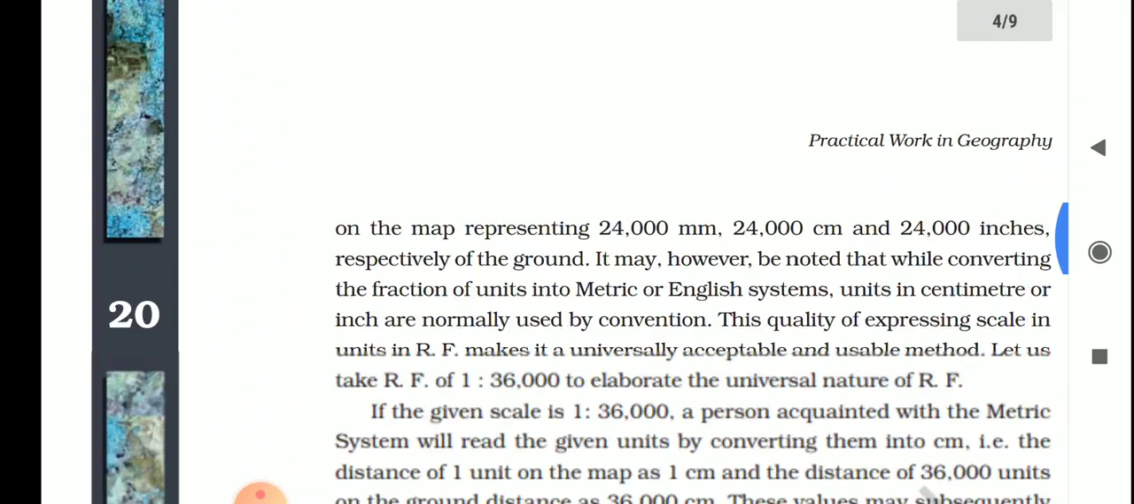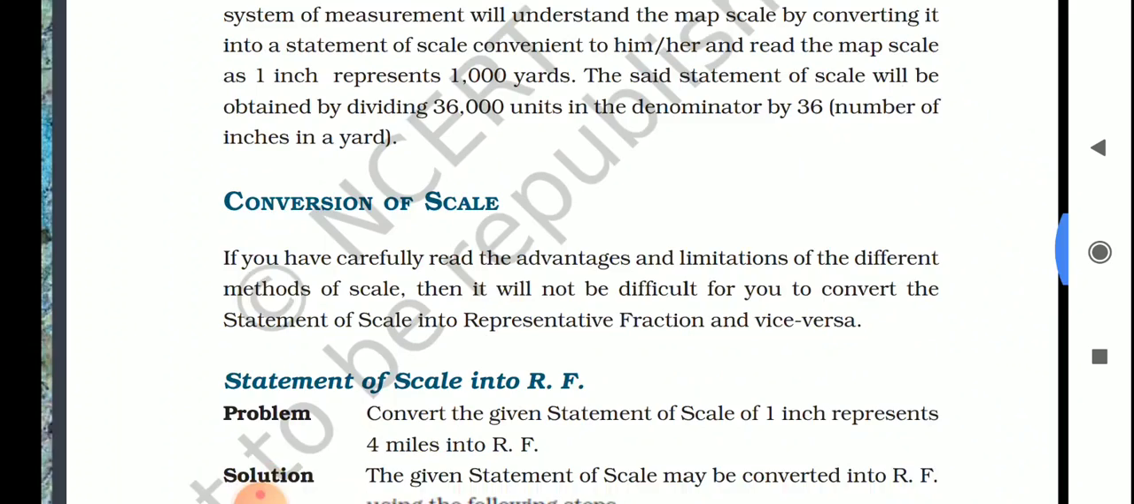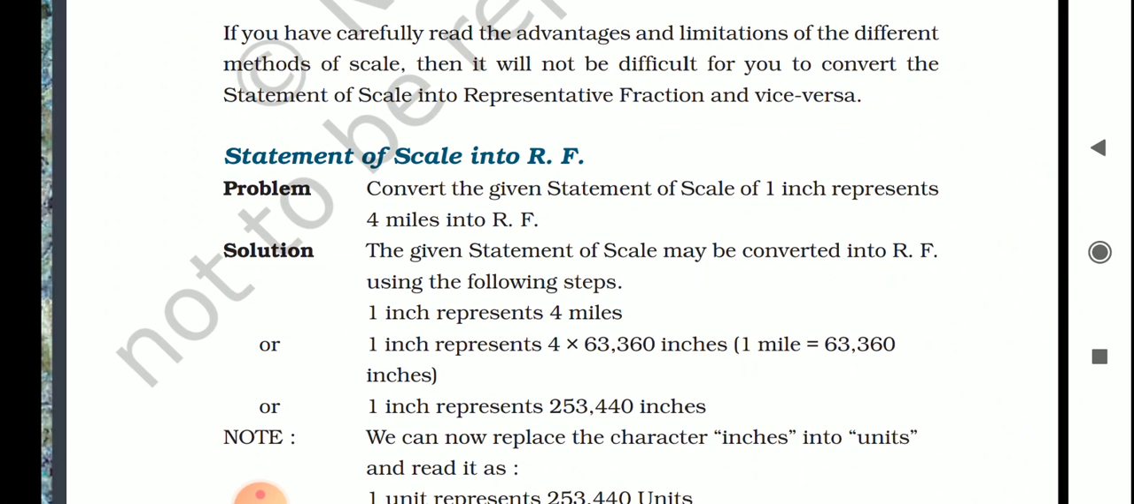In the next video we'll discuss how to construct the bar graph, the graphical representation, and I'll explain about the representative fractions also.